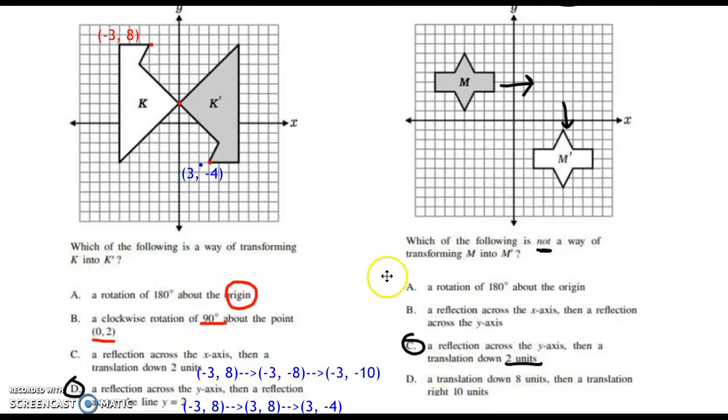For question 2, it states that these shapes are congruent. It asks which is not a way of transforming M into M prime. A rotation of 180 around the origin, that would do it. It goes from here to here. And then this point down here becomes this point up here.